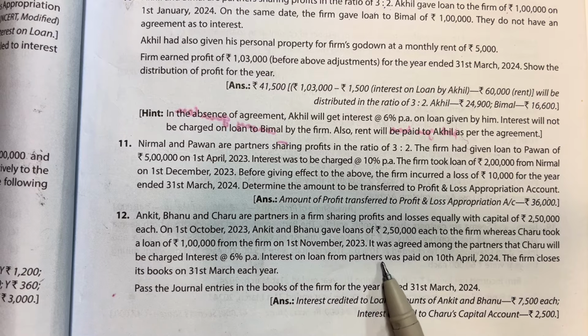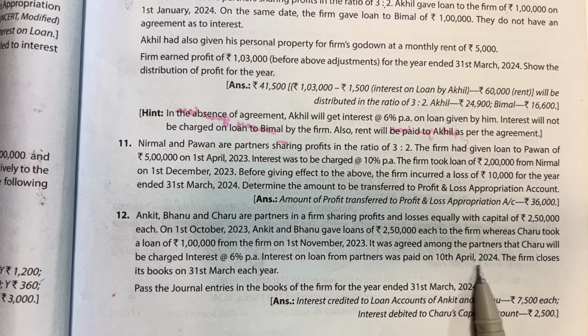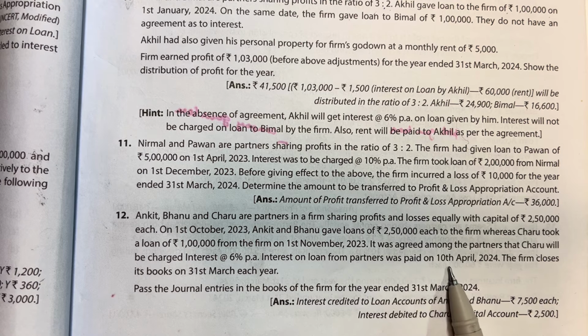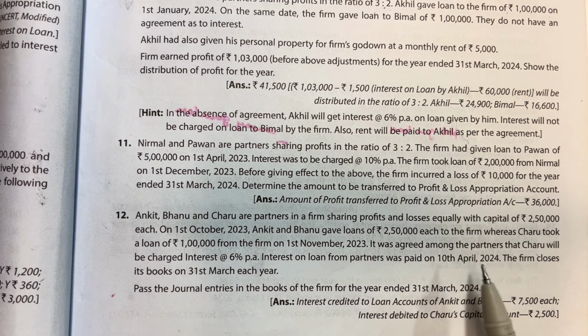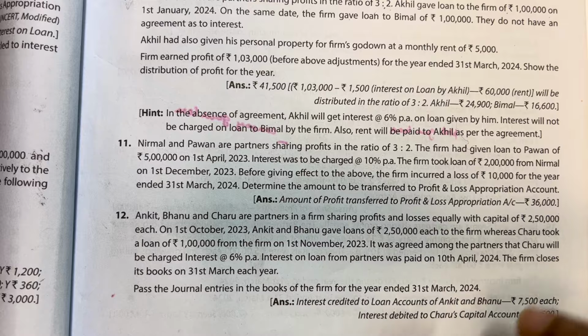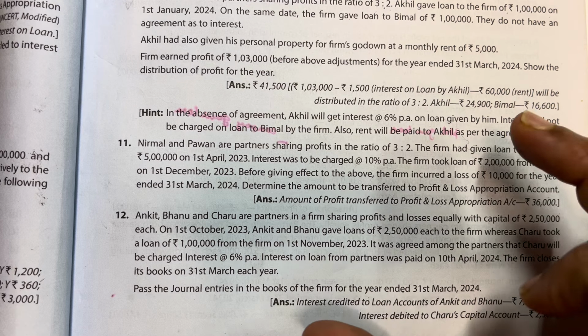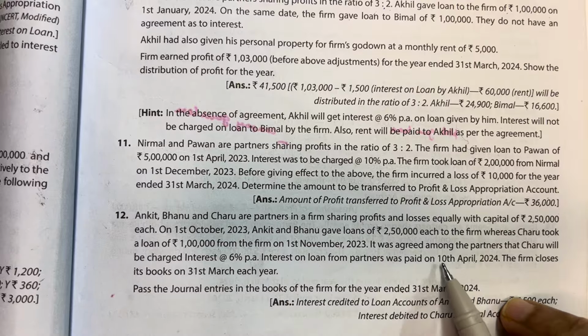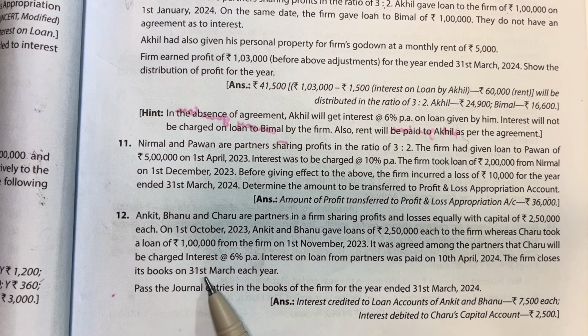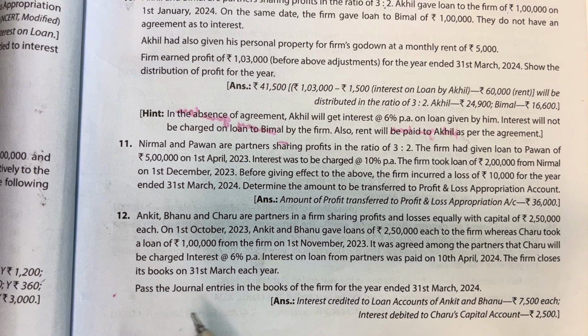Interest on loan from partners was paid on 10th April. So interest is paid on 10th April. That means it is not paid during the financial year. It is paid after the financial year. The financial year closes on 31st March of each year. Okay, so our accounts are prepared only up to 31st March of each year. Over here, the interest on loan is paid after the financial year is completed. The firm closes its books on 31st March each year.